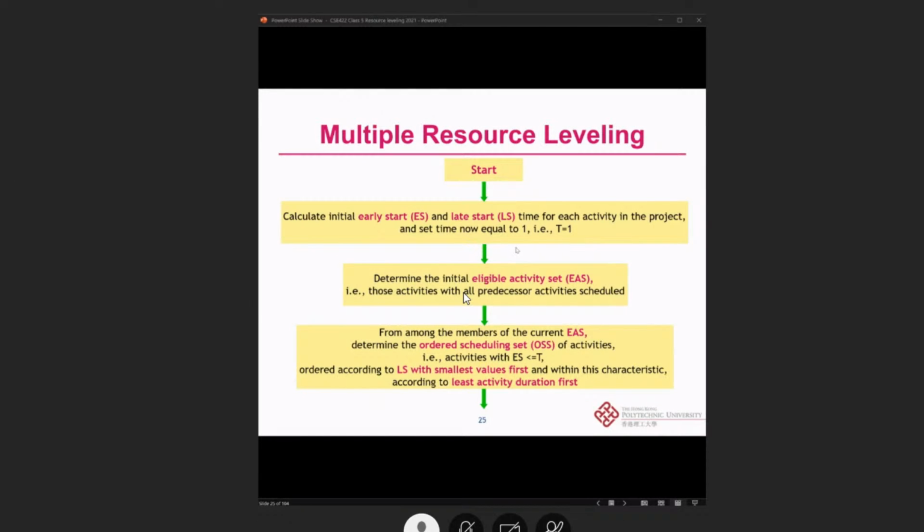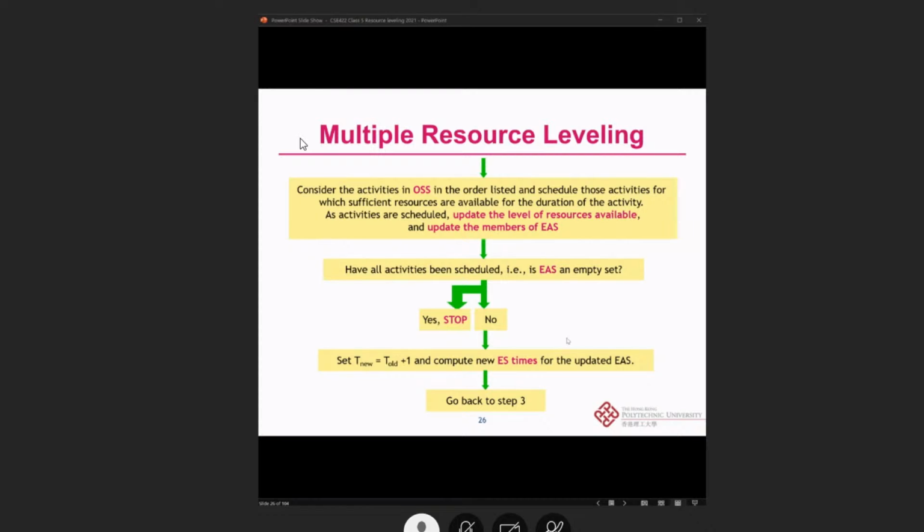Okay, so we start by calculating the initial early start and late start time for each activity in the project and set t equal to 1, and then determine the initial eligible activity set. From the members of the current ES, we determine the ordered schedule set of the activities and order them according to the late start time with the smallest value first, using the least activity duration as a tiebreaker. Then consider the activities in the OSS in the ordered list and schedule those activities for which sufficient resources are available for the duration of the activities. As the activities are scheduled, update the level of the resource available and update the members of the EAS.